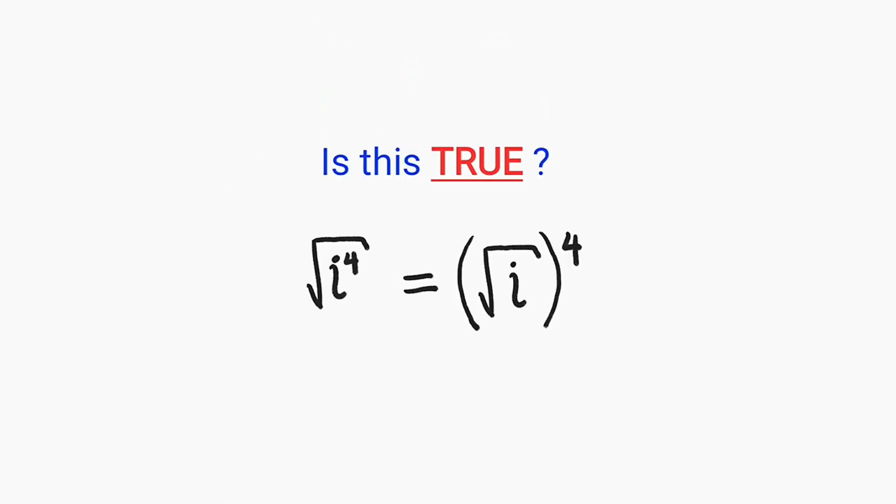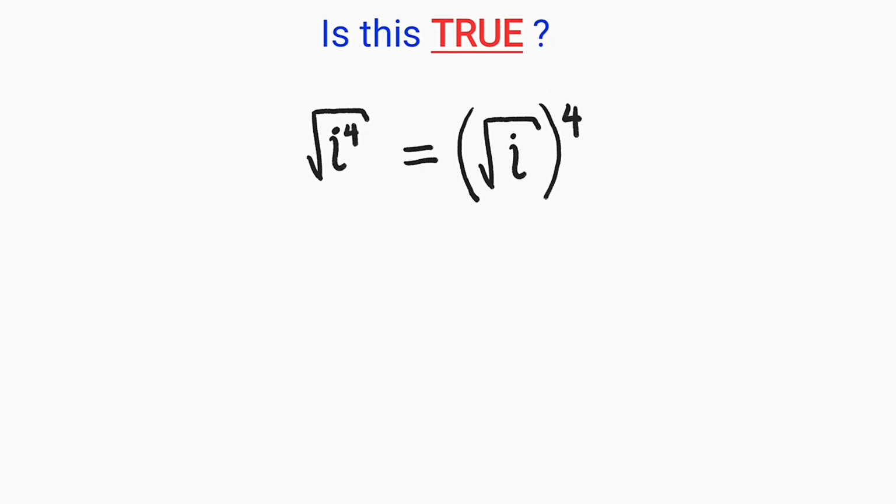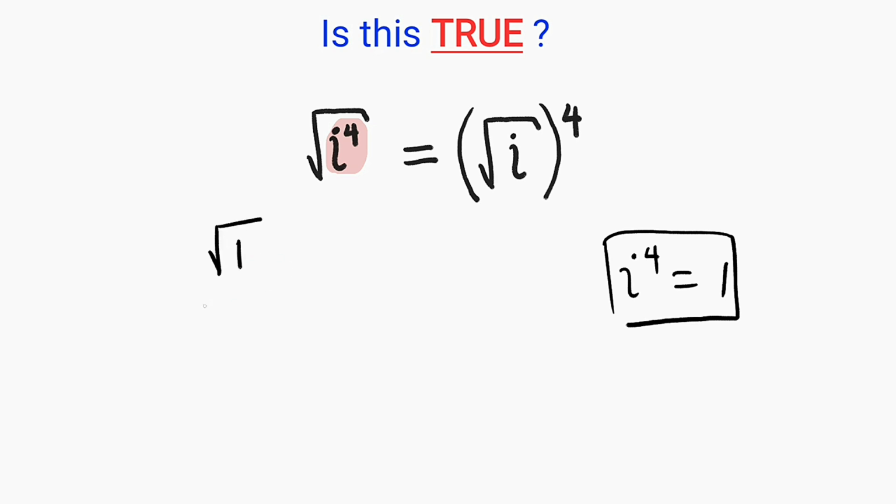First of all, I want to simplify them the way they are. If I start from the left hand side, I want to simplify i to the power of 4 first. And you know that i to the power of 4 is equal to 1. This is always true. So on the left hand side, we have the square root of 1. And the square root of 1 is equal to 1.